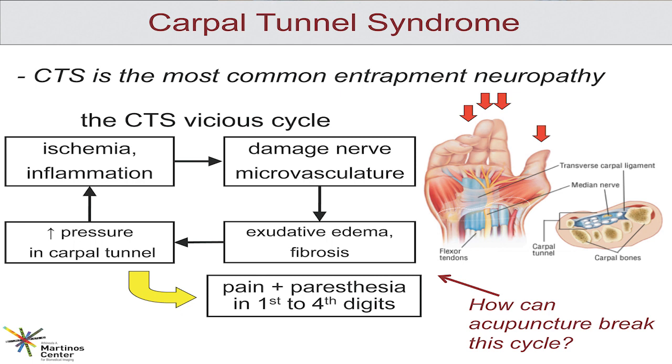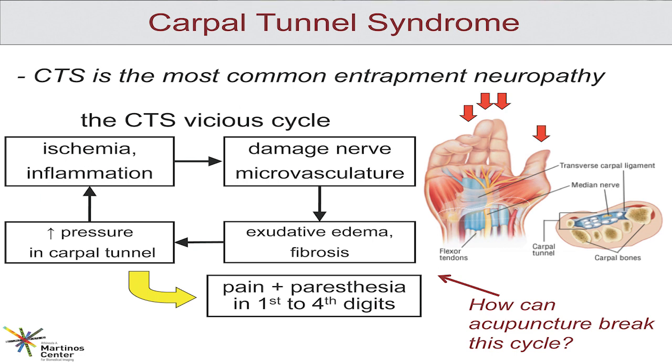And what happens is really you have this vicious cycle of CTS. So there's an increase in pressure inside of the tunnel. That leads to ischemia and inflammation, which then damages the nerve microvasculature around the median nerve and leads to edema and fibrosis, which then fills in that space even more, leads to an increase of pressure even more inside of the carpal tunnel. And this basically produces pain and paresthesias, or kind of this numbness and tingling, to the fingers that are innervated by the median nerve, and that's the first, or the thumb, through the fourth digit.